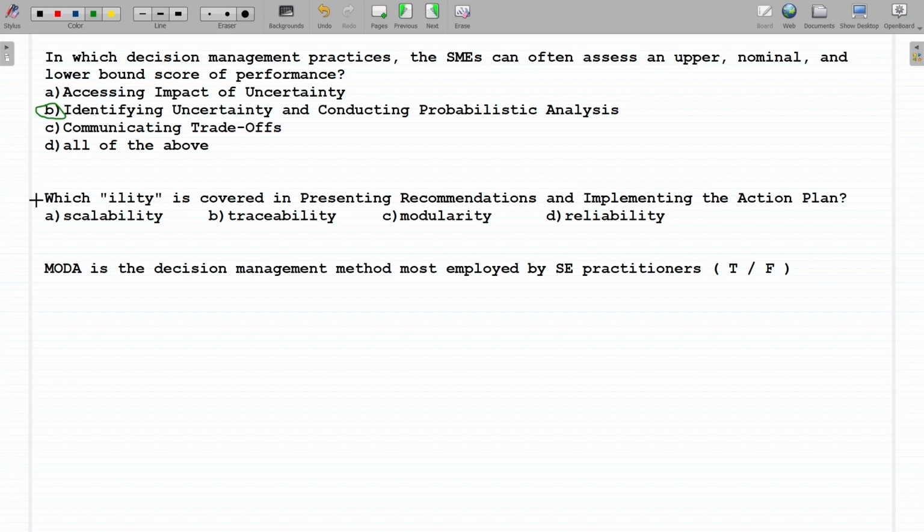Question number 2. Which ility is covered in presenting recommendations and implementing the action plan? A. Scalability, B. Traceability, C. Modularity, and D. Reliability. The correct answer is B.